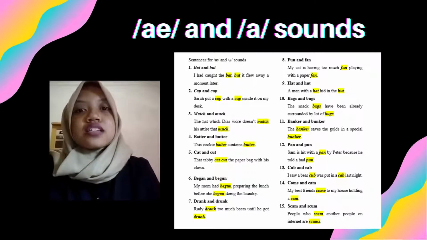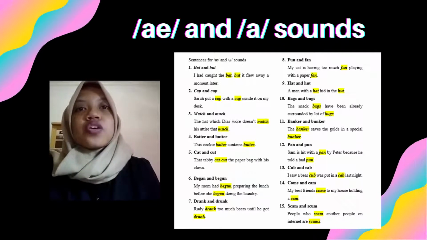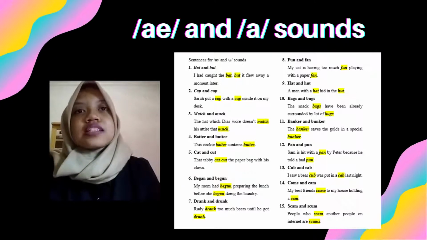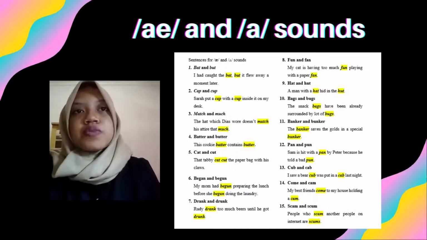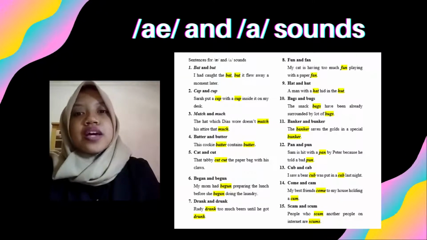And then the last number 15, we have scam and scum. People who scam another people on internet are scums. People who scam, S-C-A-M, another people on internet are scums, S-C-U-M-S.